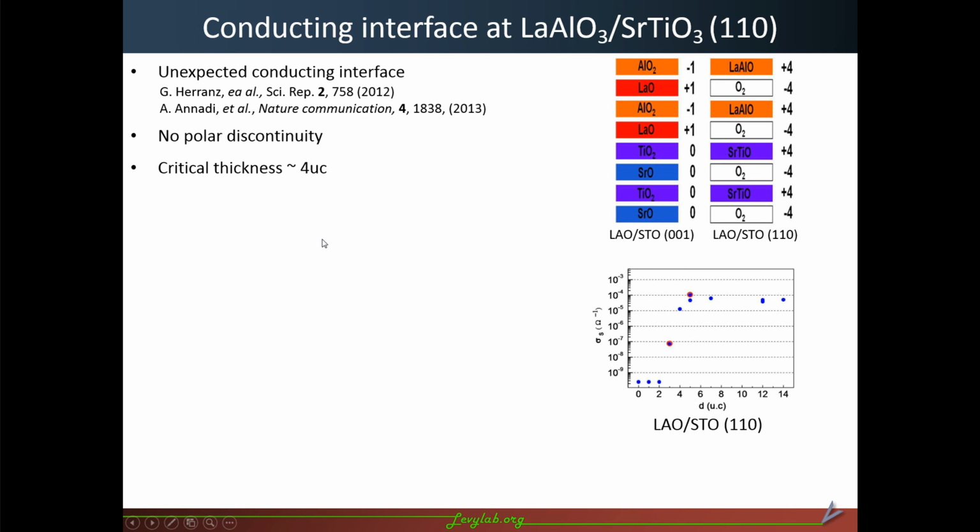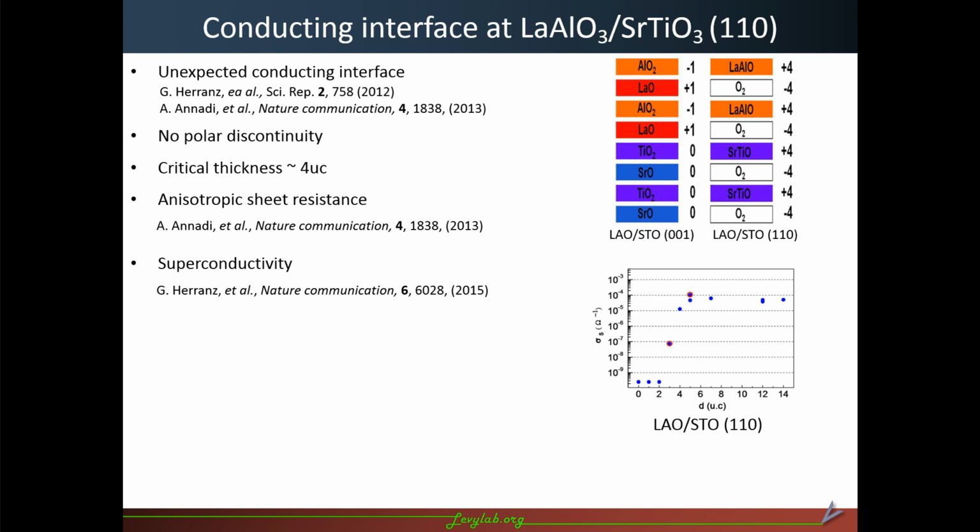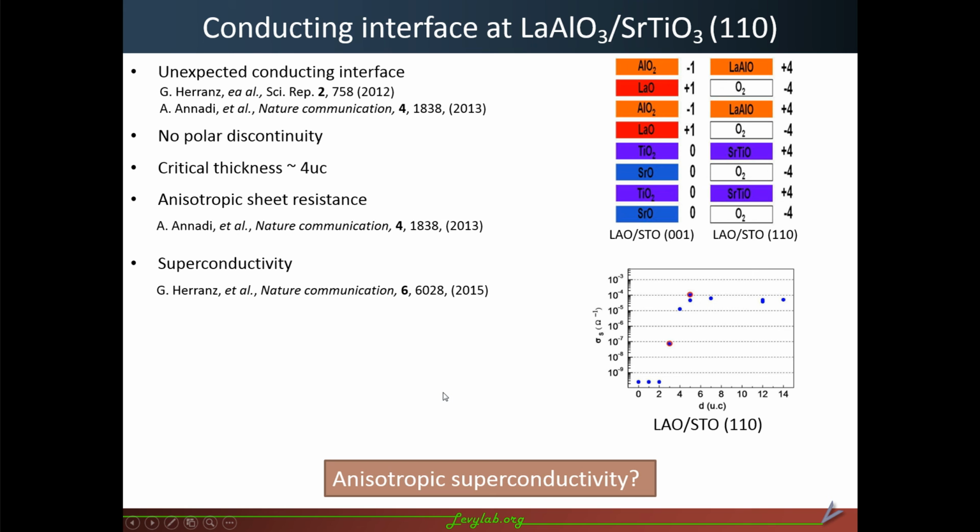But there is still a critical thickness discovered in the 110 LaAlO3/SrTiO3 interface, which is 4 unit cells. Above it, the interface is conducting. Below it, the interface is insulating. And also in this Nature Communications paper, anisotropic sheet resistance has been reported. And recently, superconductivity has also been reported in 110-oriented LaAlO3/SrTiO3. So now, in this talk, we are interested in studying the anisotropic superconductivity in the 110-oriented lanthanum aluminate strontium titanate heterointerface.